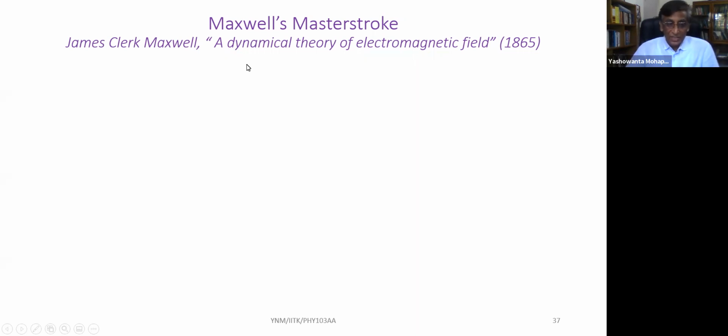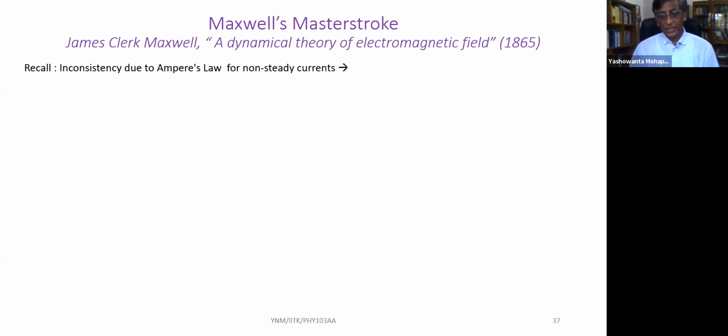So this was what we can call the master stroke of Maxwell. Just by fixing Ampere's law, all four laws become Maxwell's equations. His magnum opus was published in 1865. It was called A Dynamical Theory of the Electromagnetic Field. Recall the inconsistency in Ampere's law for non-steady currents was because the divergence of del cross B is not equal to 0 if the divergence of J is not 0, that is, if it is not steady state. That was the inconsistency we were talking about.